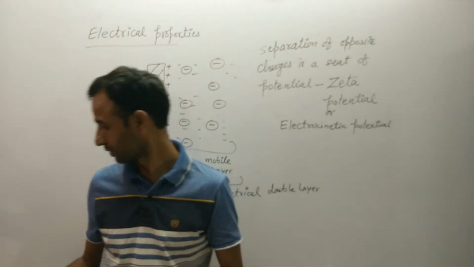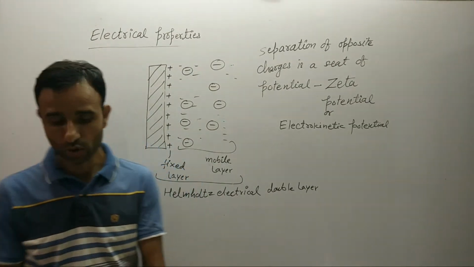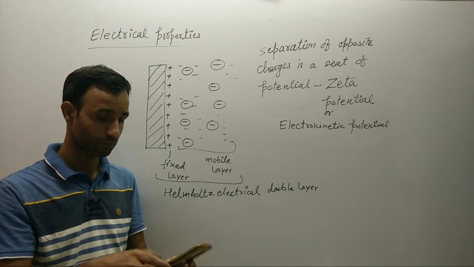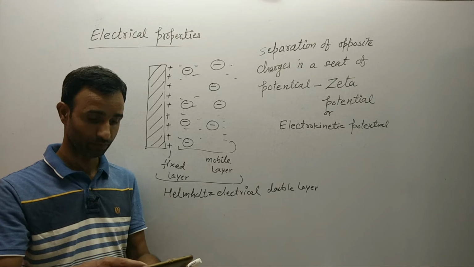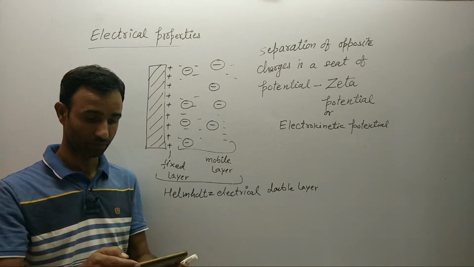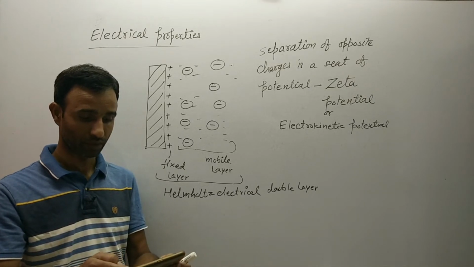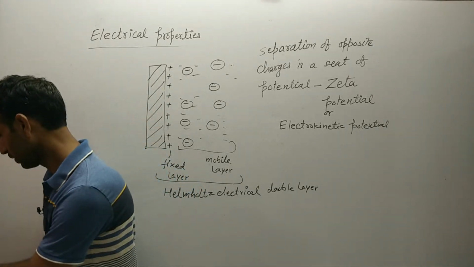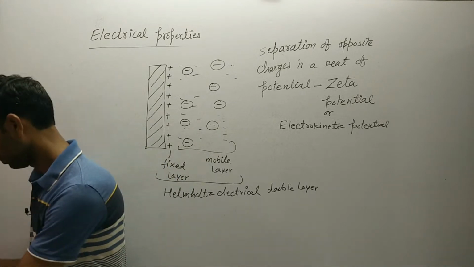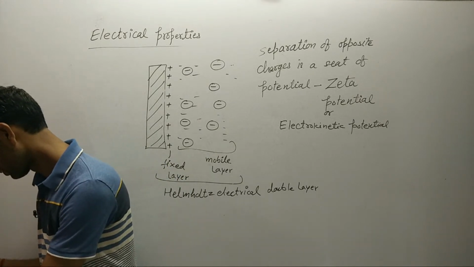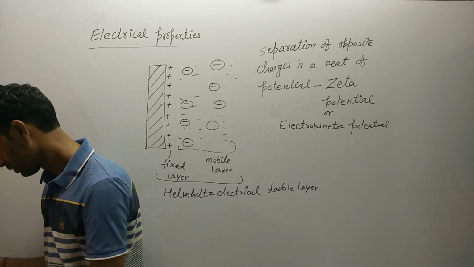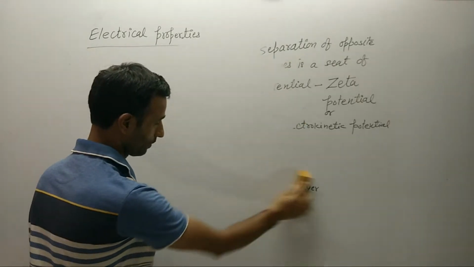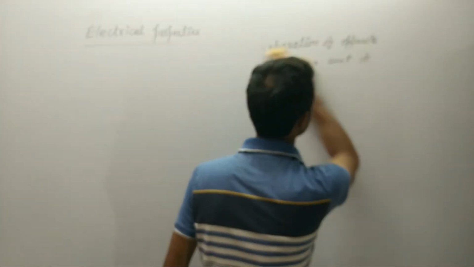Done? Beta, any doubt in this part? Yes, beta. Zeta potential or electrokinetic potential. Can you write it? Yes, beta, you are right. I said, is there any doubt in it? If you have any doubt, you may ask.